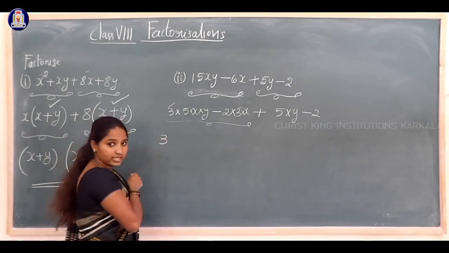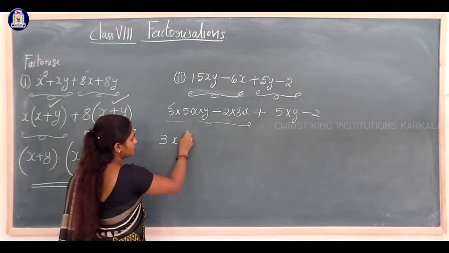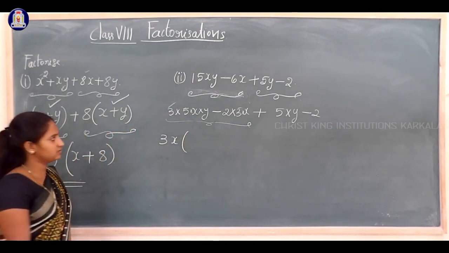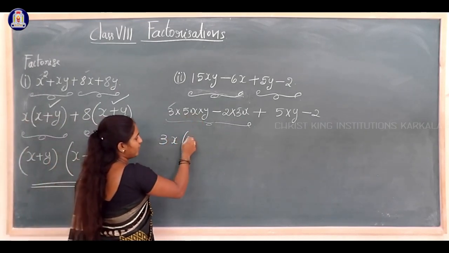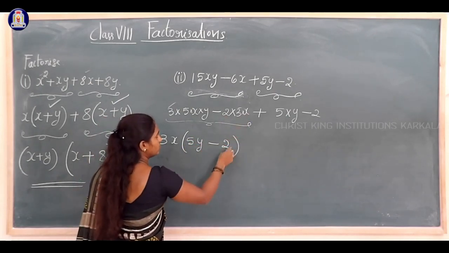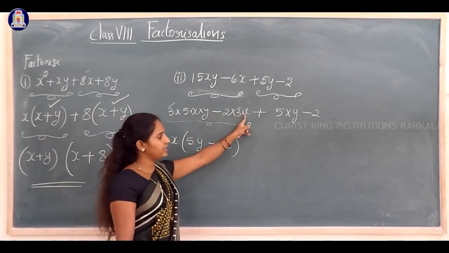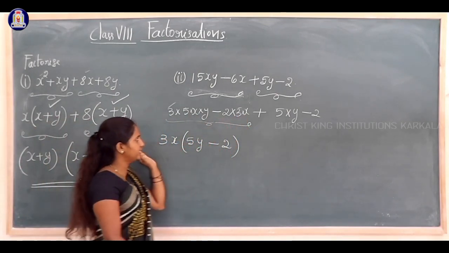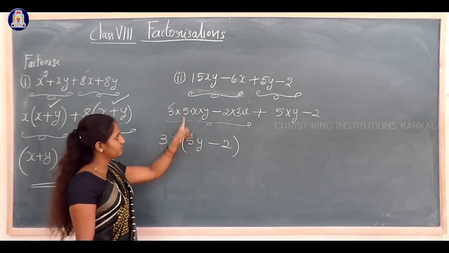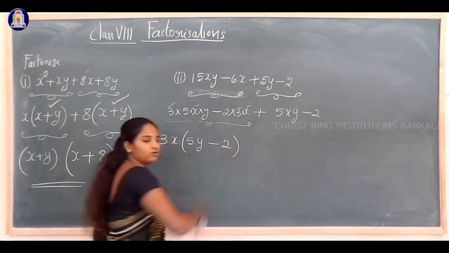And is there any variable, the same variable? Yes, we can see x is common. So which are the remaining factors? The remaining factor is 5y minus 2. Yes, only 2 is remaining, right? So here 3x is common, so take it outside. Remaining is 5y, here 5y is remaining, and here only 2 is remaining.